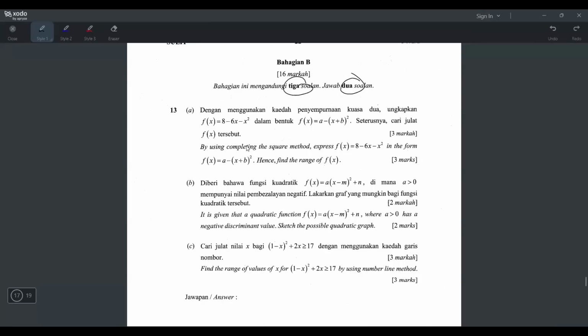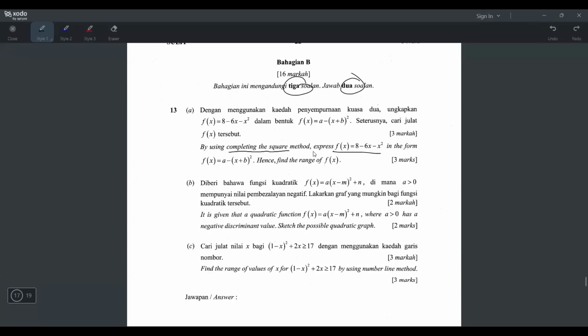Okay, number 13A, by using completing the square, express this thing in this form. When you see a bracket squared like this, it means vertex form. It means they want you to change to vertex form. And how do you change? You have to use completing the square. They even mention it to you here already. And then they say find the range of f(x), right?